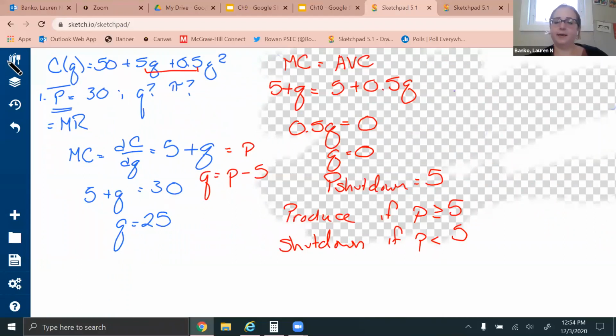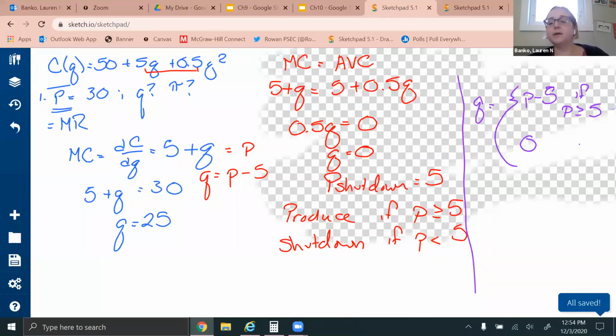Now let's just summarize that. And we have this wiggly bracket to show the two possibilities. So Q equals P minus 5, I don't know why I said that wrong, P minus 5 if P is greater than or equal to 5, or we produce nothing, 0, if the price is less than 5.